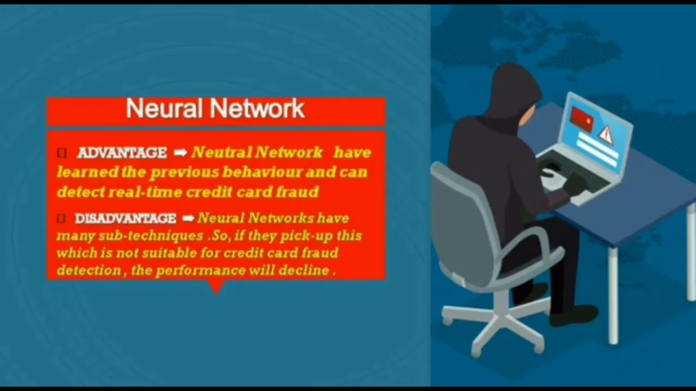Neural network. Advantage: neural networks learn the previous behavior and can detect credit card fraud in real time. Disadvantage: neural networks have many sub-techniques, so if one is picked that is not suitable for credit card fraud detection, the performance will decline.